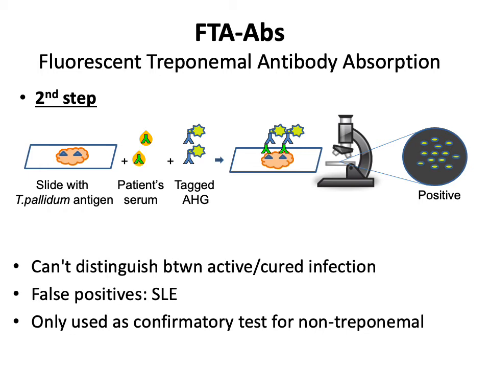If the patient is positive, anti-Treponema pallidum antibodies attached to the antigens on the slide, and tagged AHG binds to the patient antibodies. The tagged AHG will fluoresce, which indicates a positive test. If the patient did not have anti-Treponema pallidum antibodies, there will be nothing for the tagged AHG to attach to, so it will be washed away during the washing step. There will be no fluorescence, which indicates a negative result.